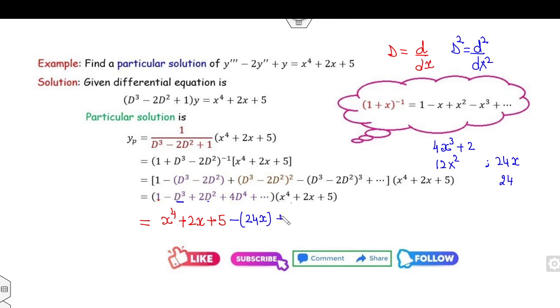24x plus twice d square. That is the second derivative. This is the first derivative. This is my second derivative. Plus 4 times the fourth derivative. The fourth derivative is my 24.